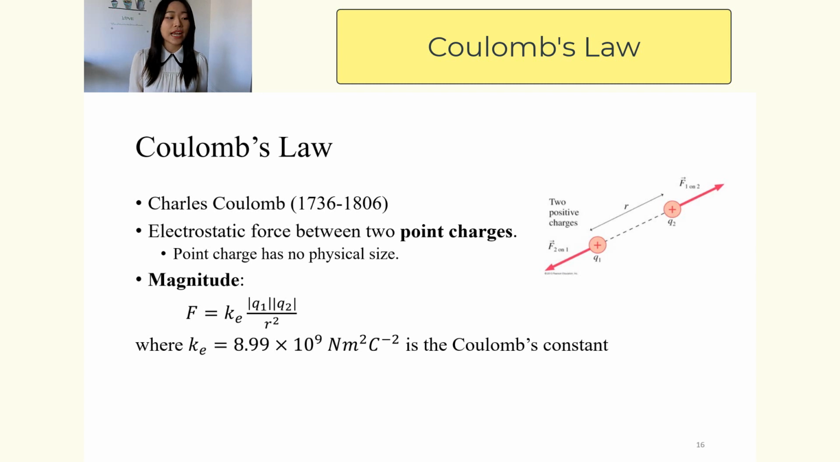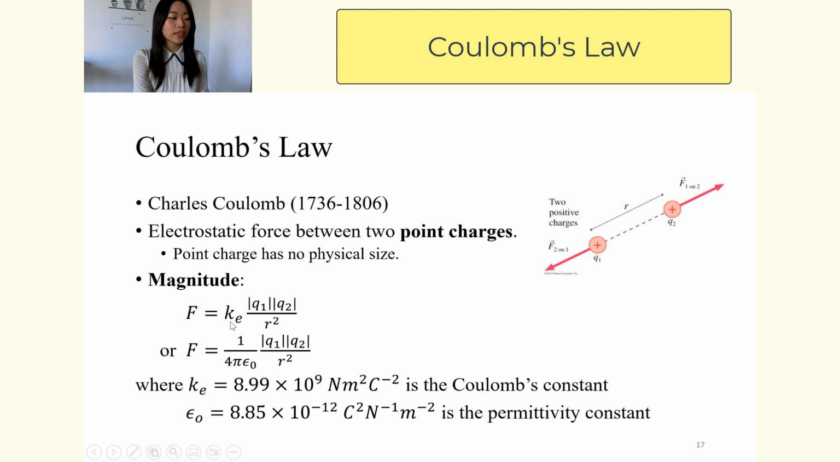It is 8.99 times 10 to the power of 9, and the unit is newtons times meter squared divided by Coulomb squared, because we want to make the entire thing to have unit of newtons. These two, Q1 and Q2, both have unit of coulombs, and R squared is the standard unit for distance, which is meter squared. So the constant in front must cancel out the units of Q1, Q2, and R squared. Then we multiply an extra newtons to make the entire thing have unit of newtons.